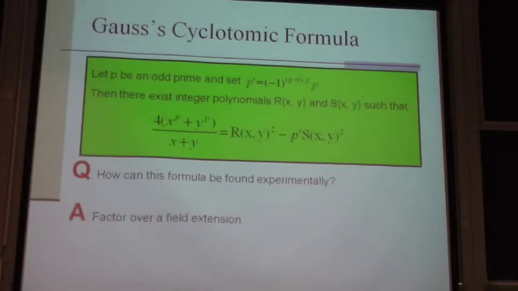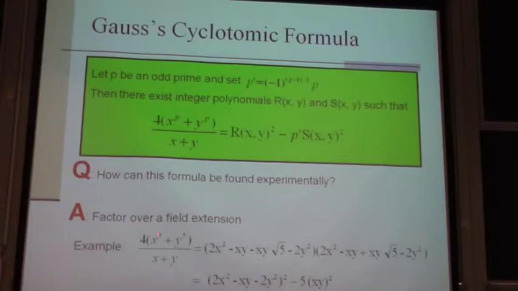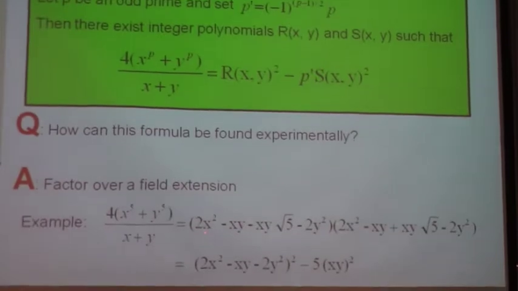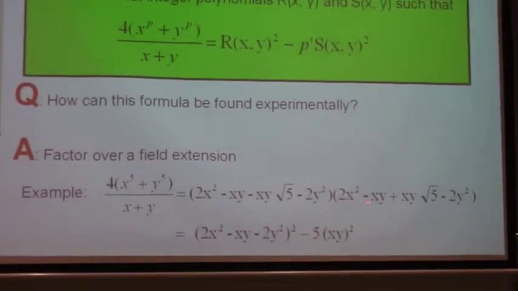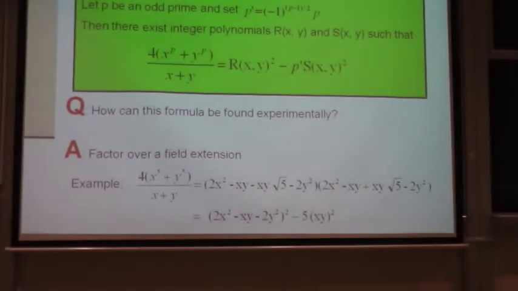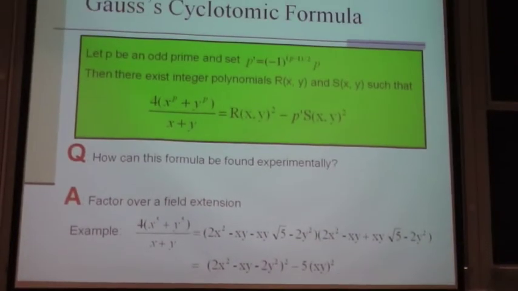You can do a factorization over a field extension. Maple has this built in. So if you enter this quantity and you factor it, and with that square root of 5, you'll have these two different terms pop out. And you can see with the difference of squares, I can write it like this, and this has the form which is claimed up here. So this is Gauss's cyclotomic formula, a special case.